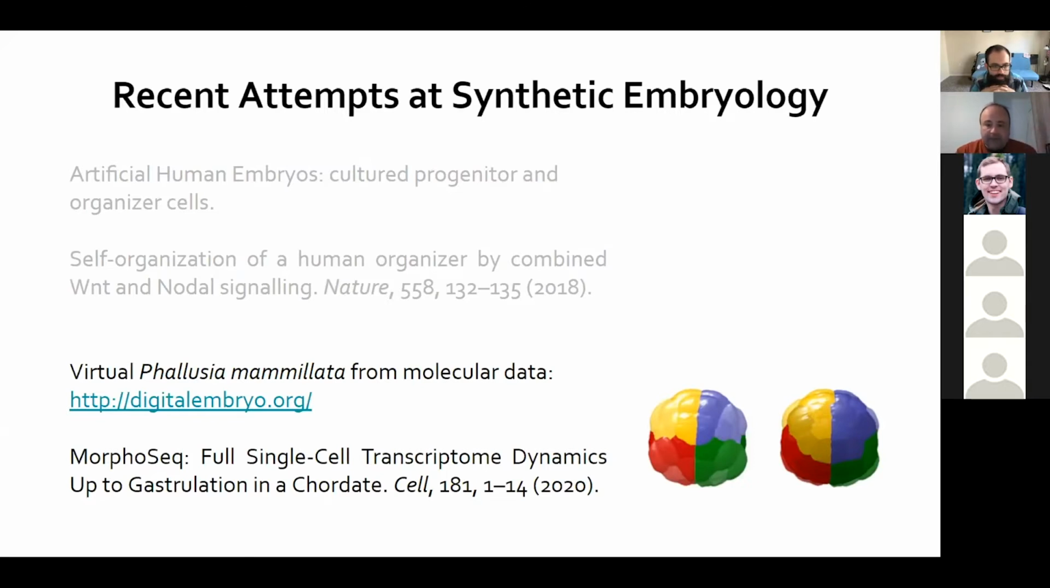It's a sea animal, and they have looked at the early embryo. And the early embryo in sea squirts is much like C. elegans, and I'll talk about that in a bit. But they've been able to take each cell and map molecular data to each cell and build a virtual model. So that's the state of the art and what we're trying to do.